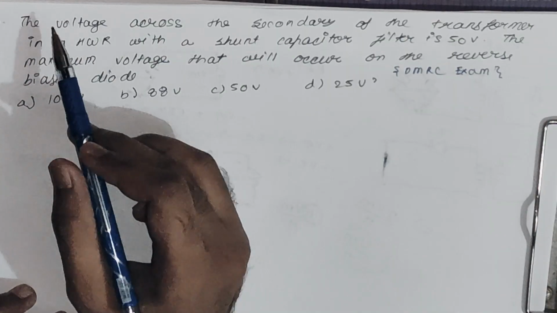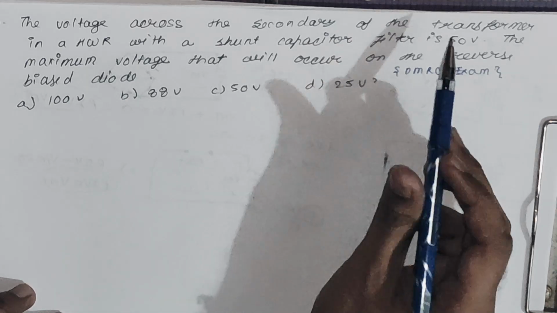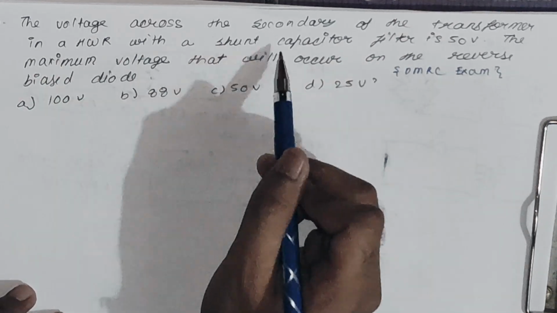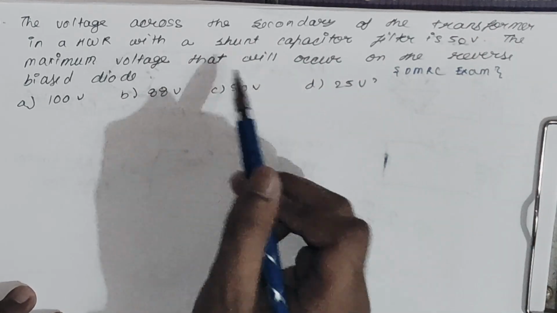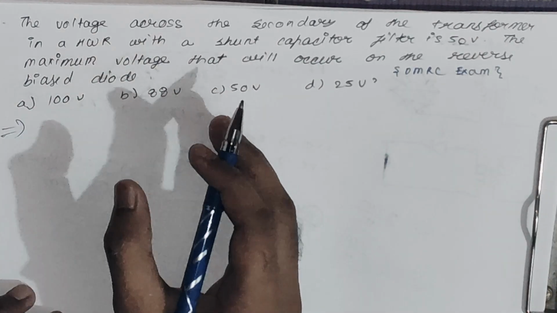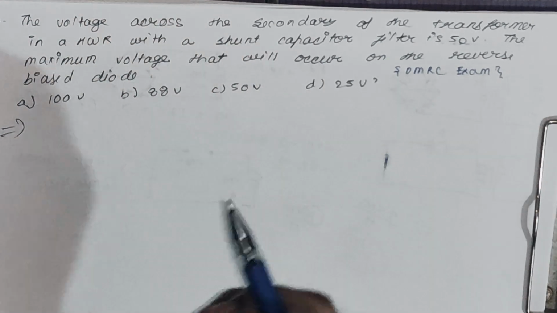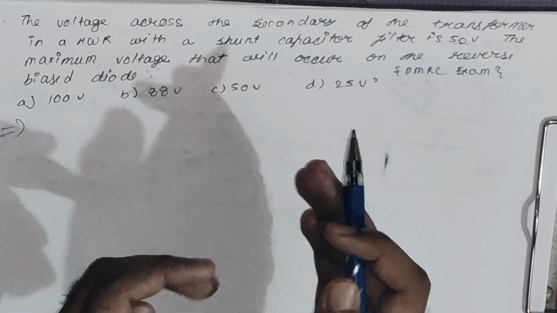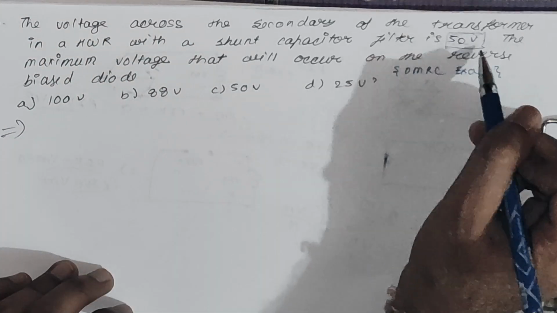Okay, now let's see this sum. This question was also asked in the DMRC exam. The voltage across the secondary of the transformer in a half wave rectifier with a shunt capacitor filter is 50 volt. The maximum voltage that will occur across the reverse bias diode? If you read this question carefully, this is the tricky question. As you can see, we don't know the Vm here. We know the voltage across the shunt capacitor, and this is the hint for us.